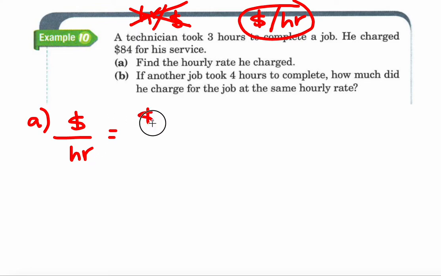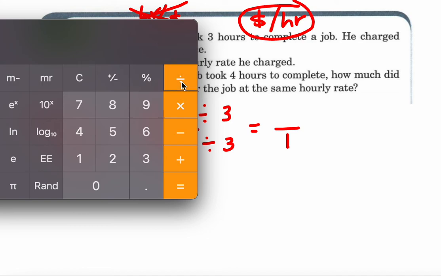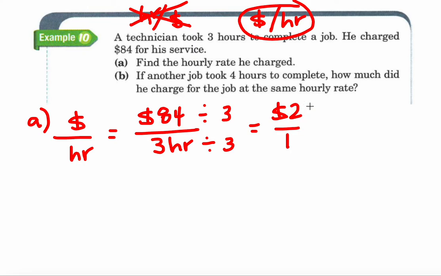The cost was $84, so we're going to put that on top. And this person took 3 hours when they were working. So to find the average rate, or the hourly rate, we're going to divide top and bottom by 3 because we want the 1 on the bottom. 3 divided by 3 is 1. 84 divided by 3 for our numerator is 28. $28 per 1 hour. So that's their hourly rate, $28 per 1 hour.